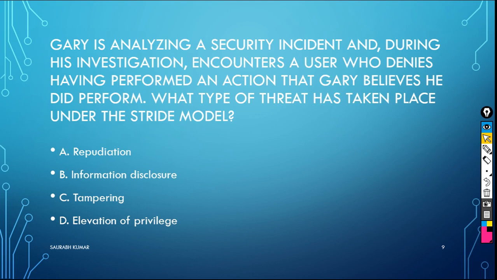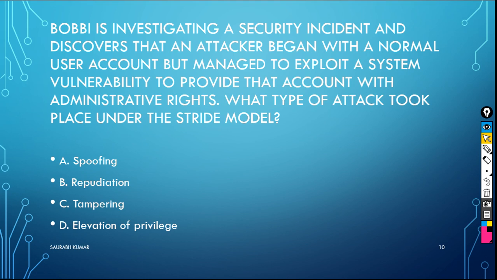The next question: Bobby is investigating a security incident and discovers that an attacker started with a normal user account but managed to exploit a system vulnerability to give that account administrative rights. Meaning he logged in as a normal user, but later carried out the attack using administrative rights. What kind of attack do you think it was? Was it spoofing? Was it repudiation? Was it tampering? Or was it elevation of privilege? I hope you have already got the answer to this question in this video.